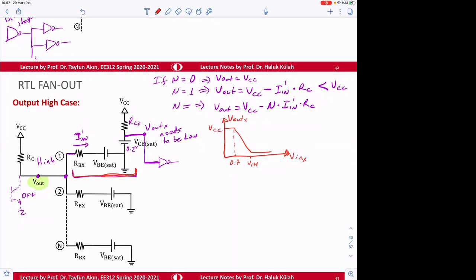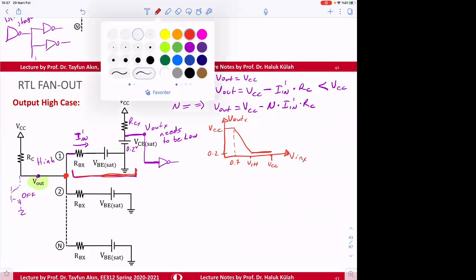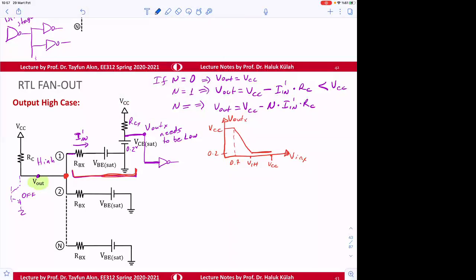So the input voltage, this V in, could be VCC, and the output is going to be 0.2 volt. If here we apply directly VCC, the output is going to be 0.2 volt. If we apply here less than that, maybe another value, like this value, or this value, or this value, still the output is going to be 0.2. So output means this one, 0.2.